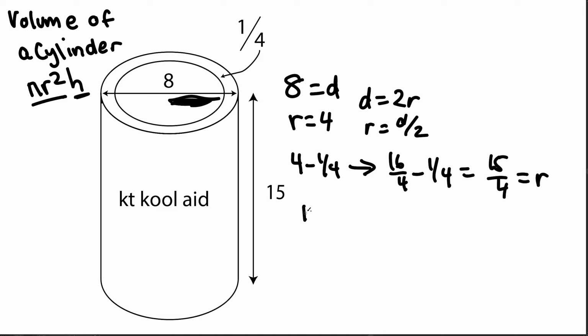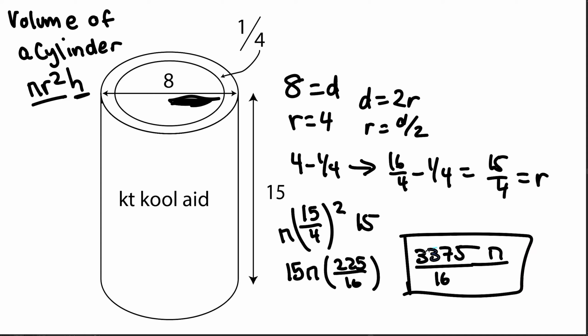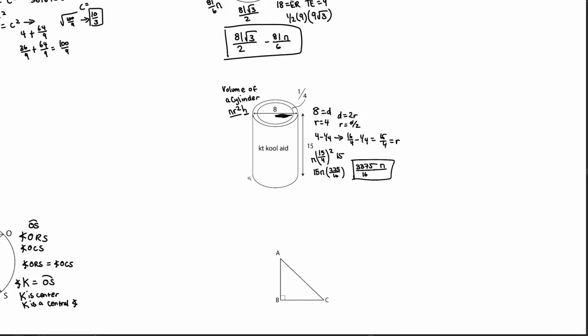So now let's plug that in. 15 over 4 squared times pi times h. And that's going to be 15, this value right here. So let's do that. 15 pi times 225 over 16. And that's going to be 3,375 over 16 pi. And you can just leave it like that. It's not going to come out as a nice whole number. So this is going to be the final answer. All right, let's keep going.